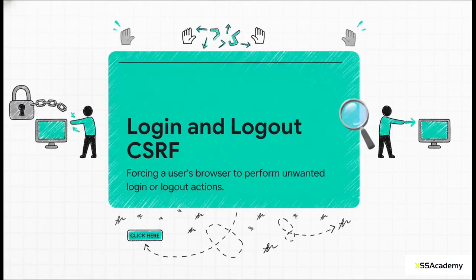Okay, ingredient number 2, Login and Logout CSRF, which stands for Cross-Site Request Forgery. This one's wild. It allows an attacker to silently push a user out of their account or yank them into a totally different one without the user ever clicking a button or even realizing it happened. You're basically forging a signature on their behalf in the background.